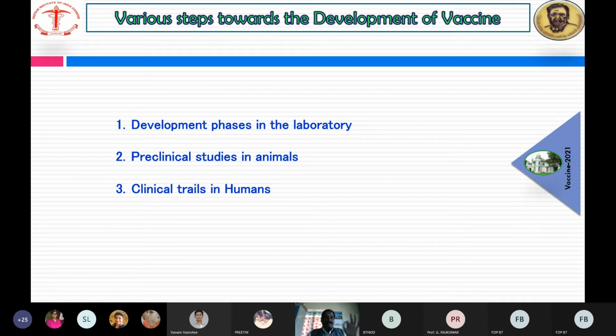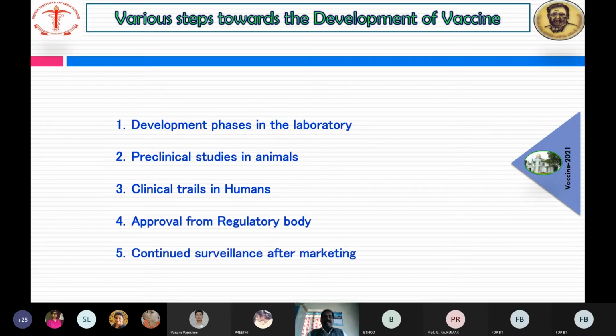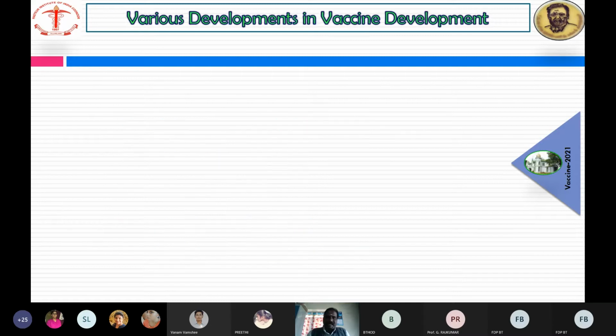Then, going successfully for clinical trials in human beings, and also approval from the regulatory body, and finally continued surveillance after marketing. So these are the various steps; you can get clarity in the next stage. Okay, discovery. So what is meant by discovery?